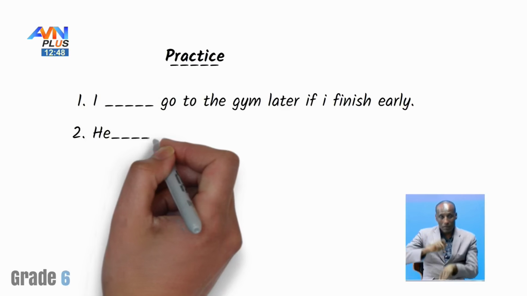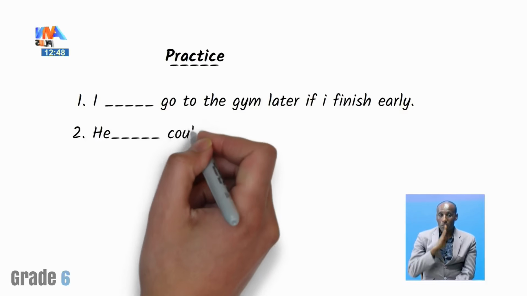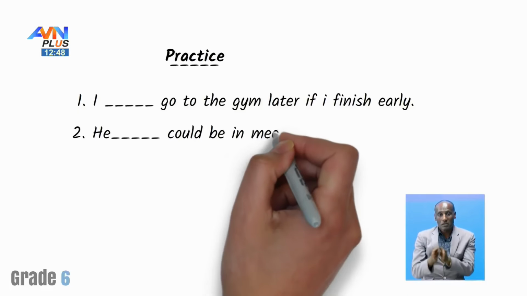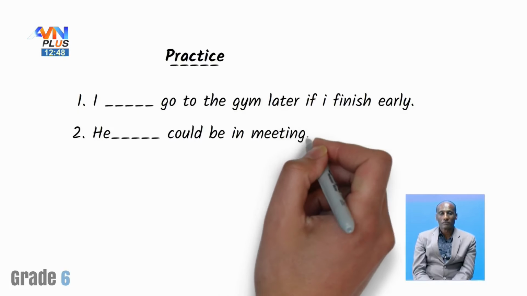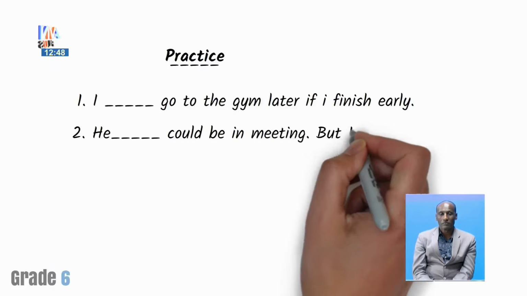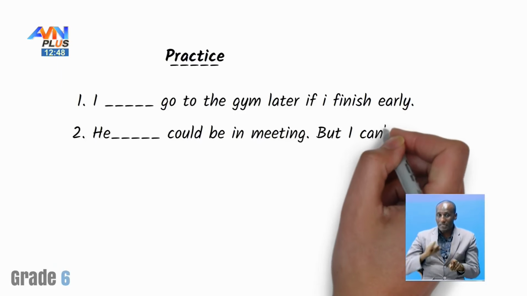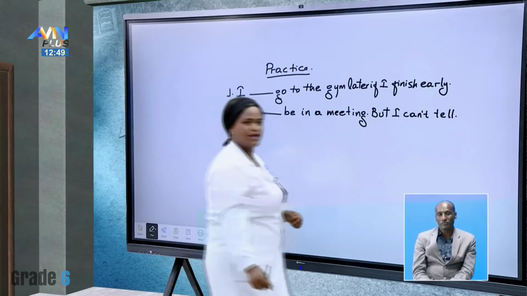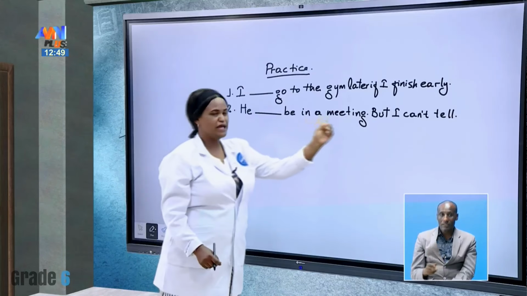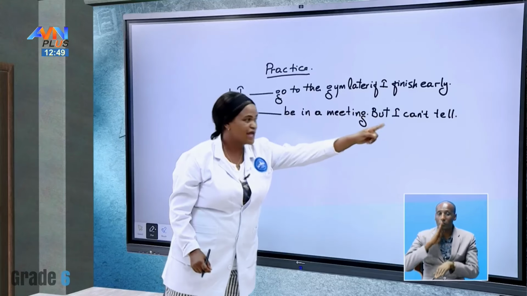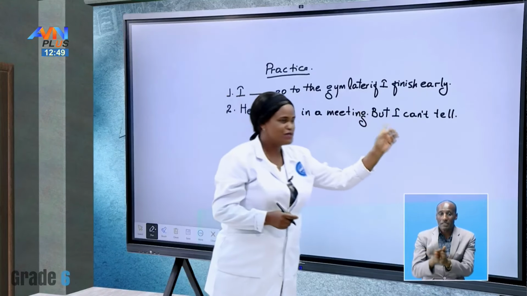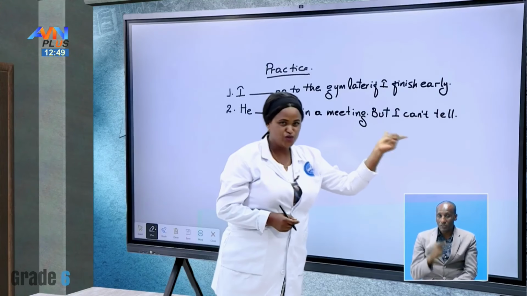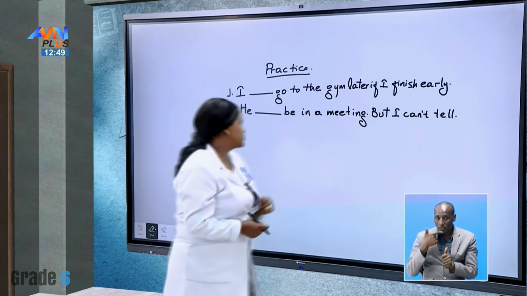He blank be in a meeting, but I can't tell. Okay, look at this. He blank be in a meeting, but I can't tell. Be careful on this sentence. But I can't tell. This is the one which makes you decide which one to choose. All right? Let's go. Another one.